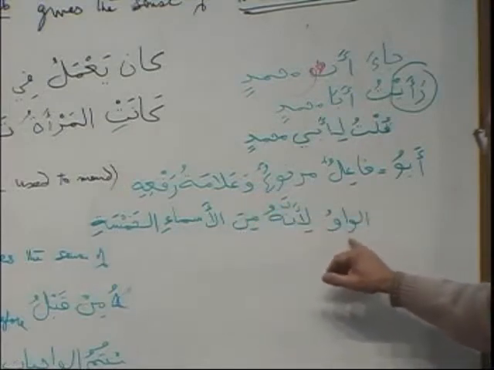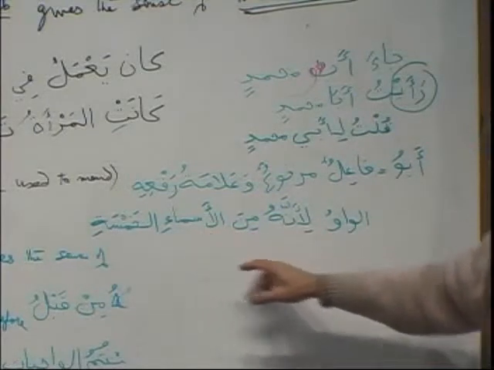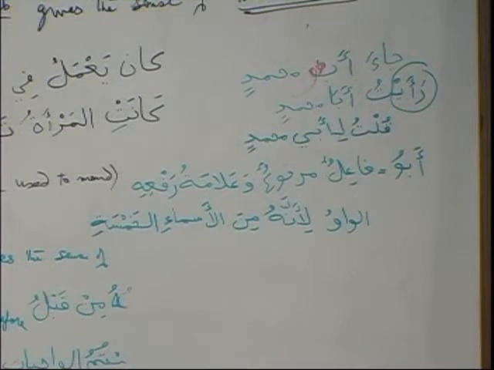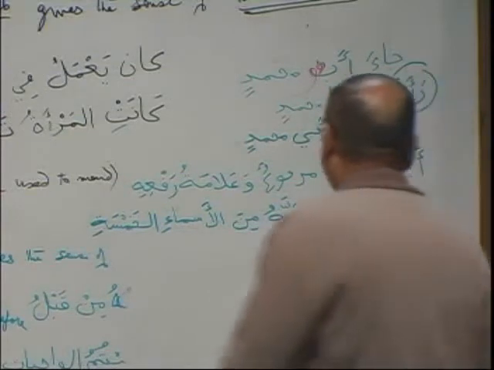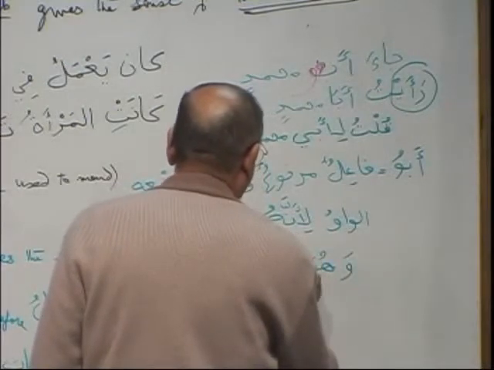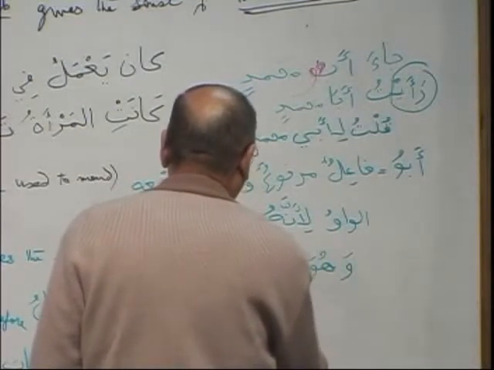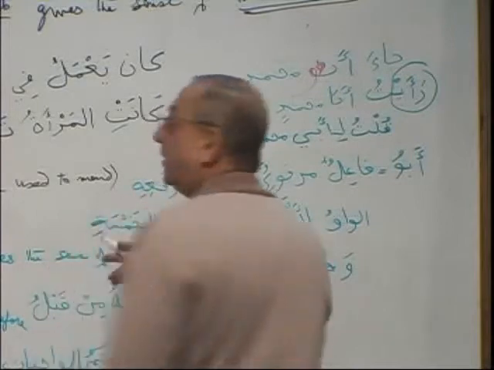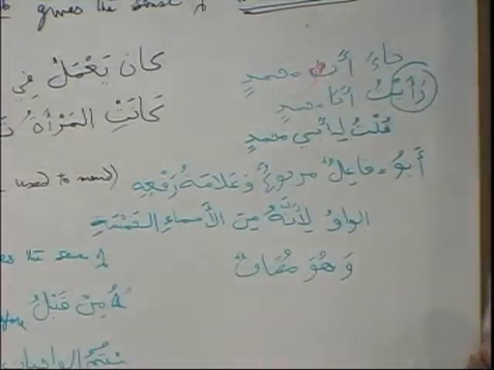Rafi'. Because it is from the five nouns, and it is mudaf. This only happens when it is mudaf, so I will write down here: wa huwa mudafun. This is very beautiful, brother. It's easy and it is very interesting.